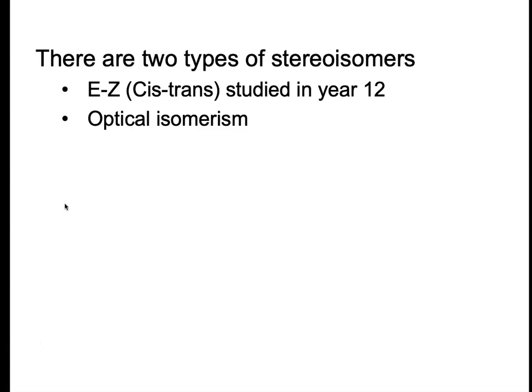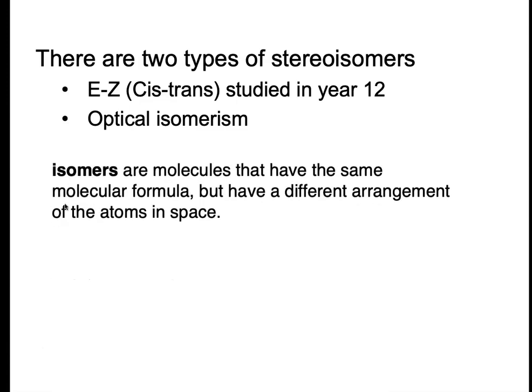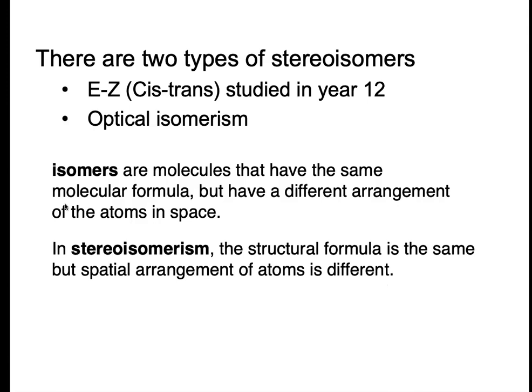So a bit of recap, sorry. We know there are two types of isomerism, structural and stereoisomerism. And stereoisomers are of two types, E/Z or cis-trans, studied in year 12, and in year 13 we will be looking at optical isomerism. So just to recap, isomers are molecules that have the same molecular formula, but the arrangement of atoms in space is different. And stereoisomerism is where the structural formula will be the same, but the spatial arrangement, or 3D arrangement, of atoms is different.